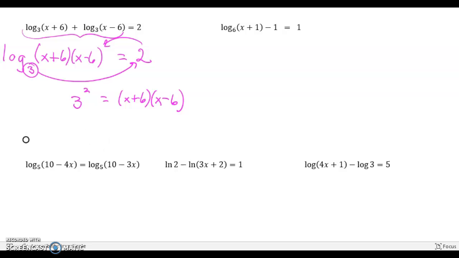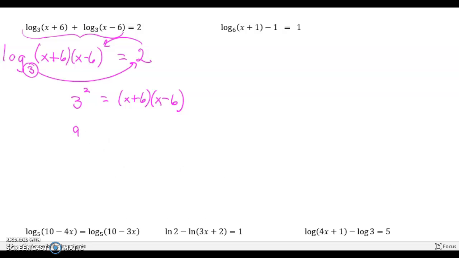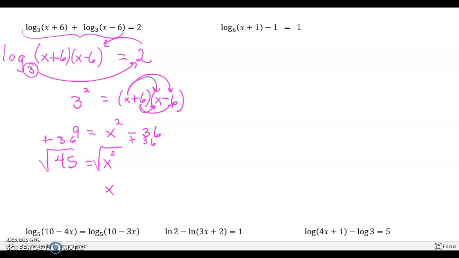And if I square that, I get 9 equals, if I square this, I get x squared minus 6x plus 6x. They cancel out. And then last times last is minus 36. Let's add 36 to both sides. And we get 45 is equal to x squared. Square root, x equals positive or negative square root of 45.